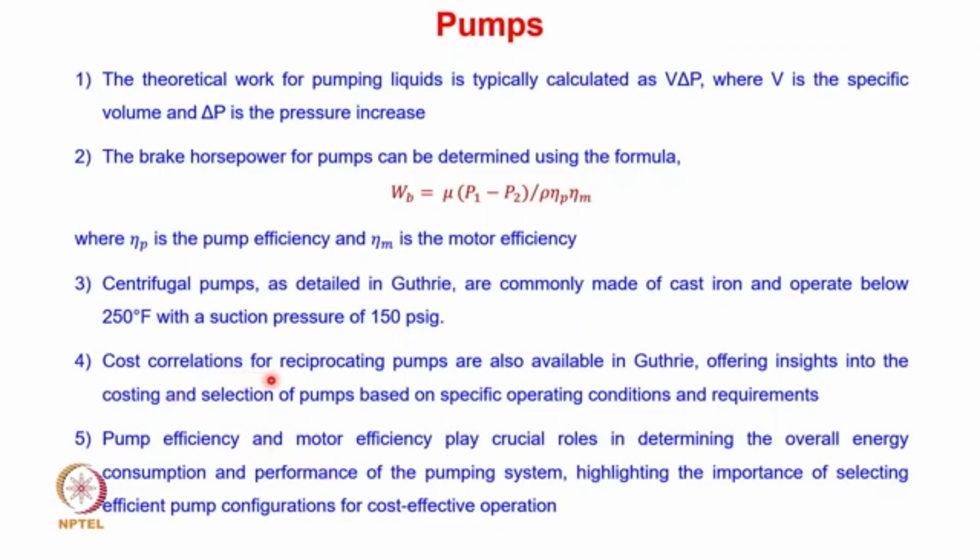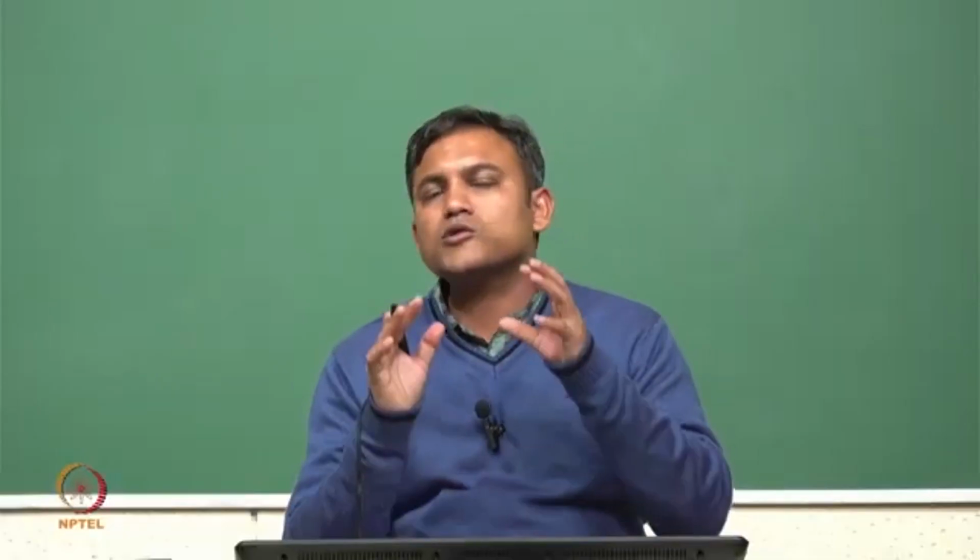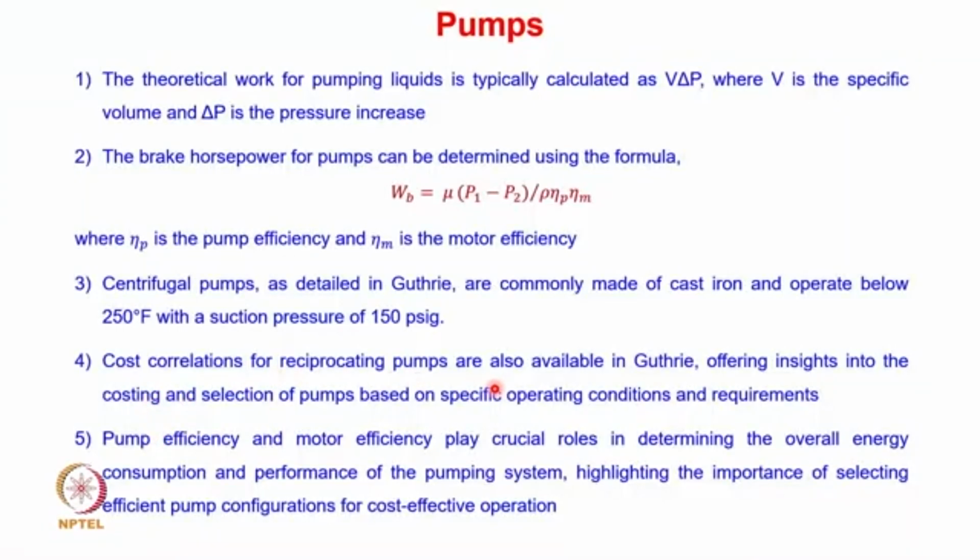Cost correlations of the reciprocating pumps are also available in the Gutierrez cost estimation method, and these offer insights into the costing and selection of the pumps based on the specific operating conditions and requirements. So which pump we should use depends on what pressure we are looking for. If you are looking at a higher volume, then a centrifugal pump is used. But when we are looking at a higher pressure change and low volume, then we use the reciprocating pump.